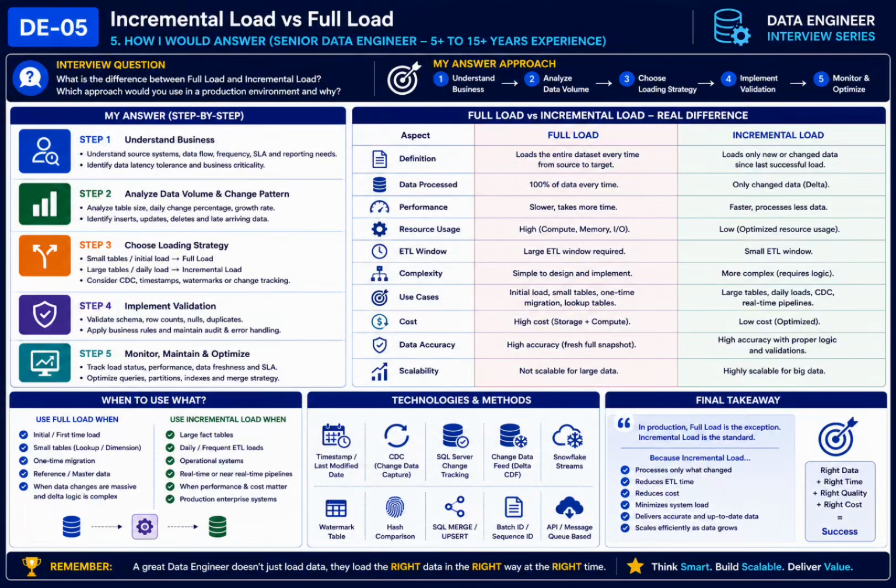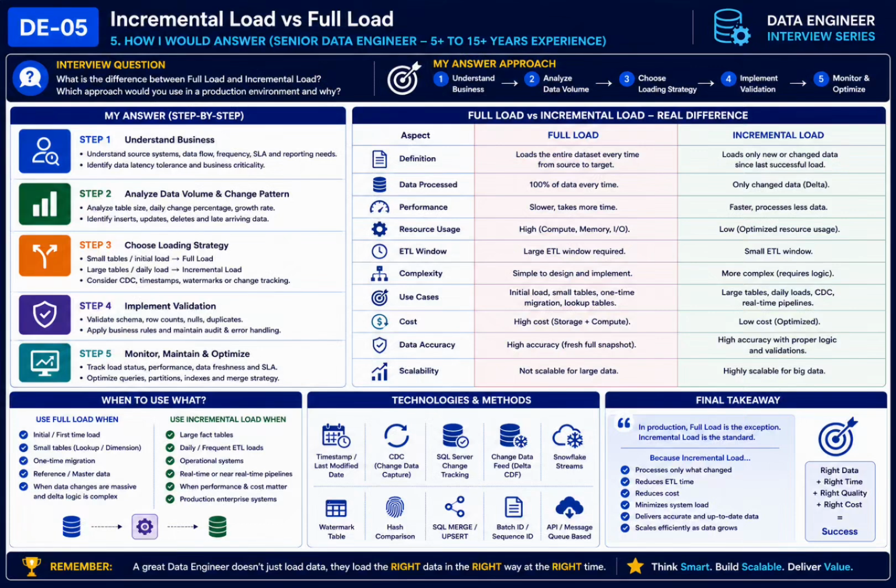So here are a few practical tips from real projects. Don't choose incremental load just because it's faster. Make sure your change detection logic is accurate. Then always maintain a reliable watermark or CDC mechanism. Then handle inserts, updates and deletes correctly. Also build audit tables so every load can be traced and validated. And test for late arriving data because it's very common in production systems.